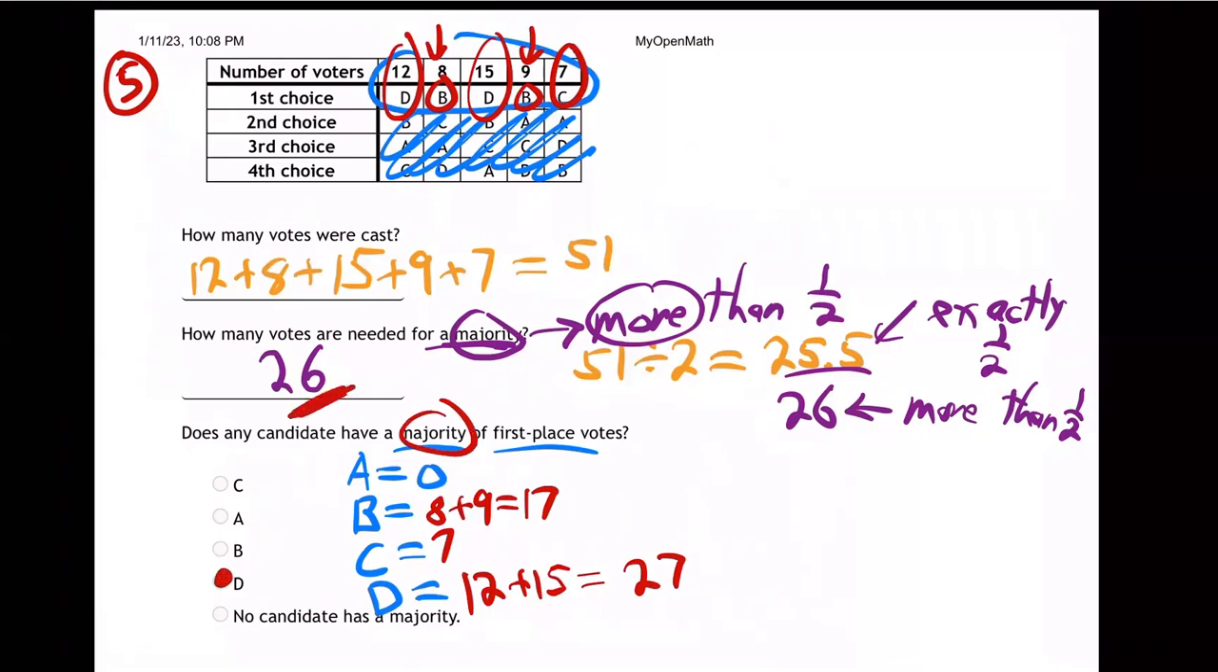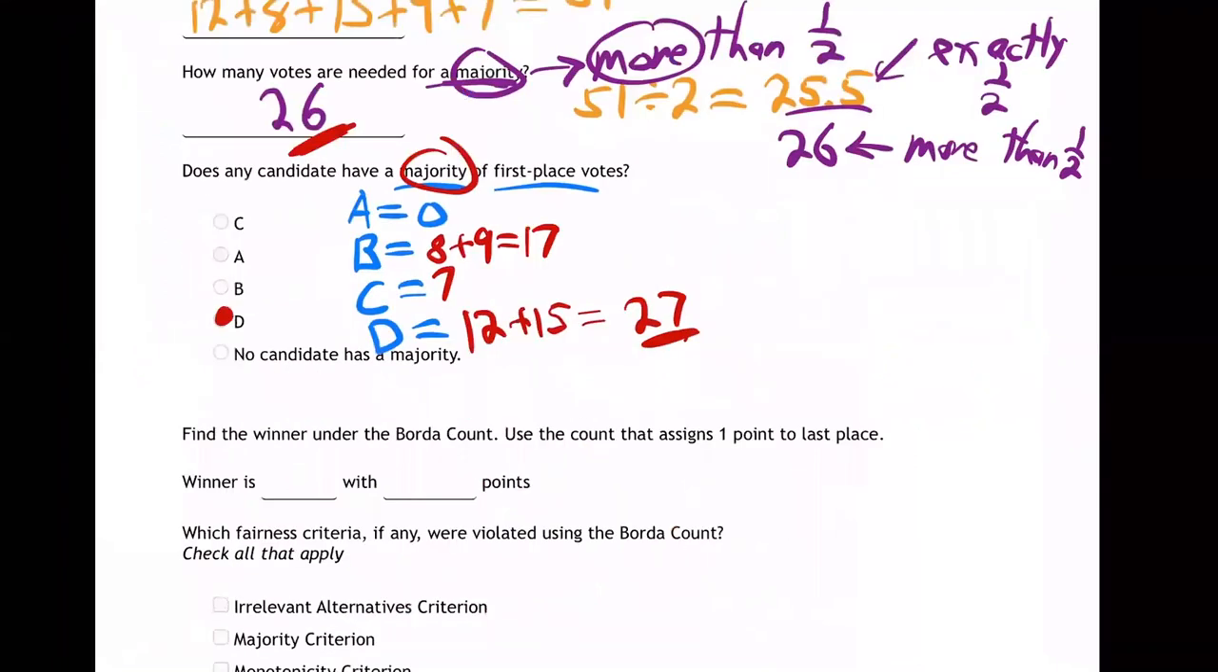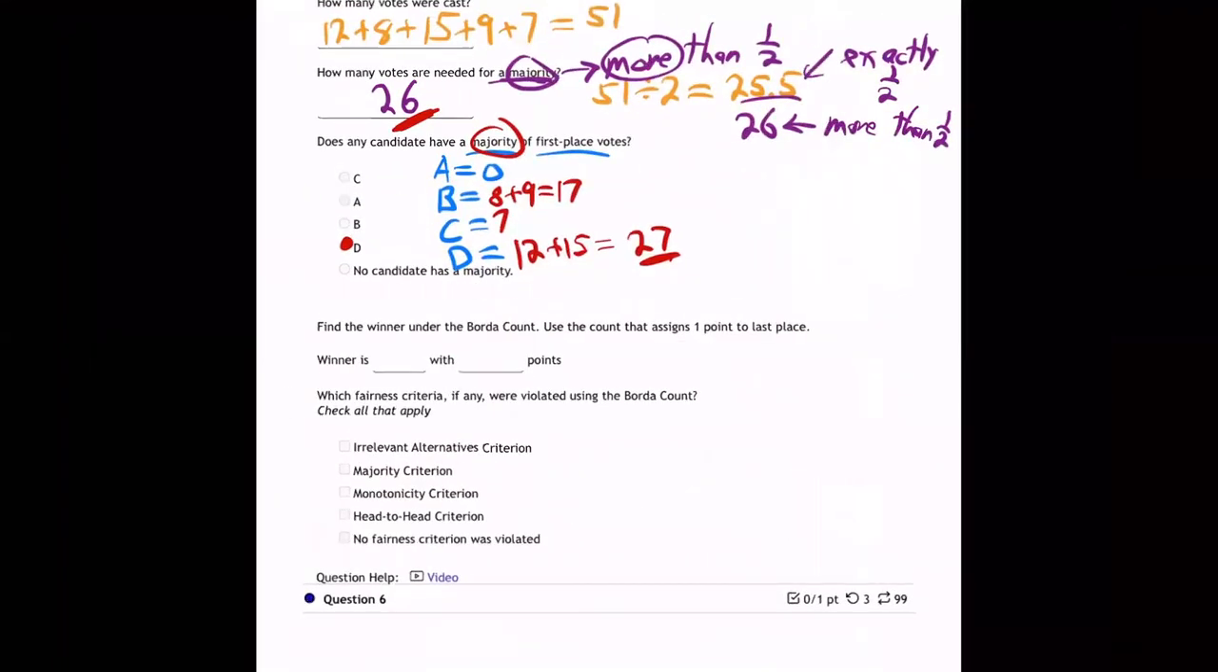So yes, D has a majority, right? That's more than 26. 26 or more is a majority. D has 27 first place votes, so D has more than half of the first place votes. Okay, so let's move on. Now, find the winner.